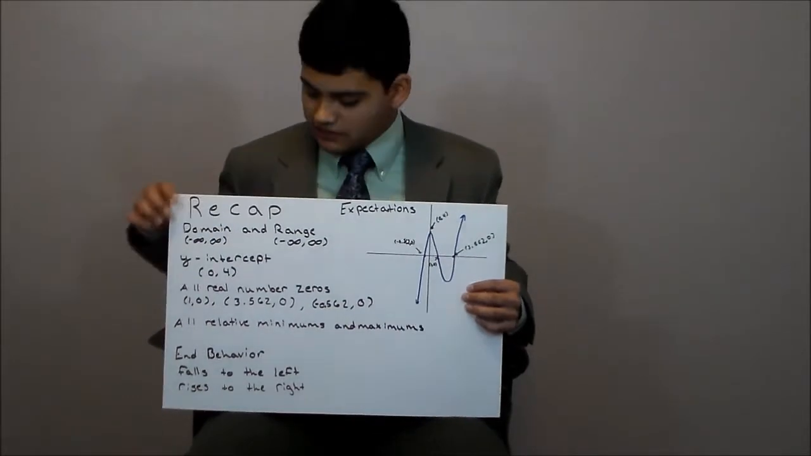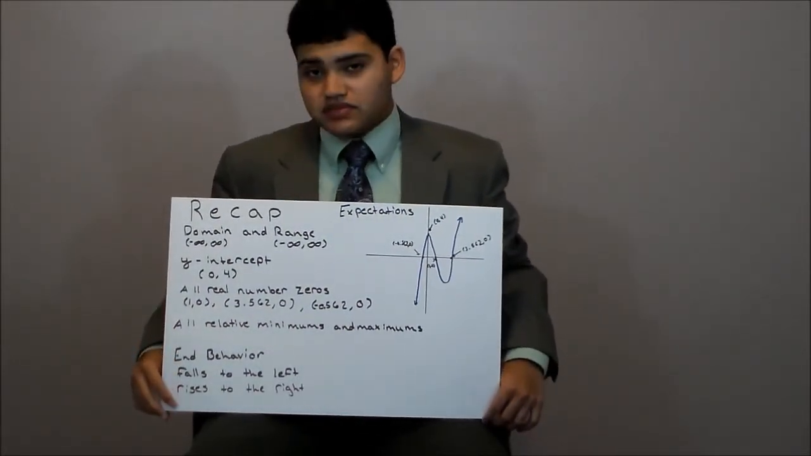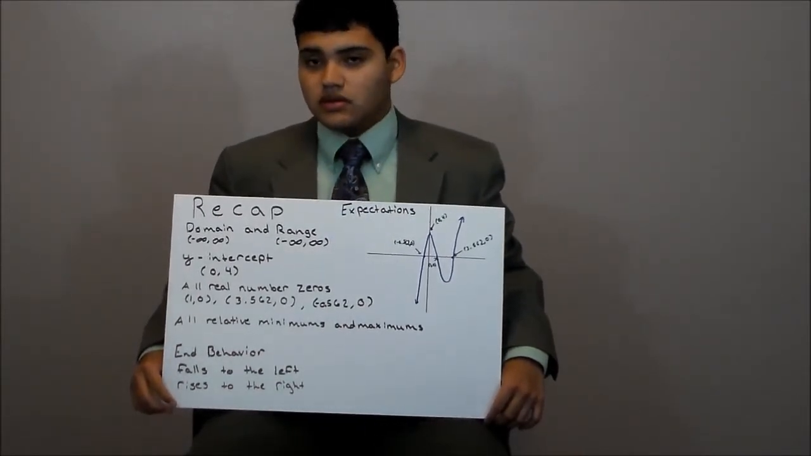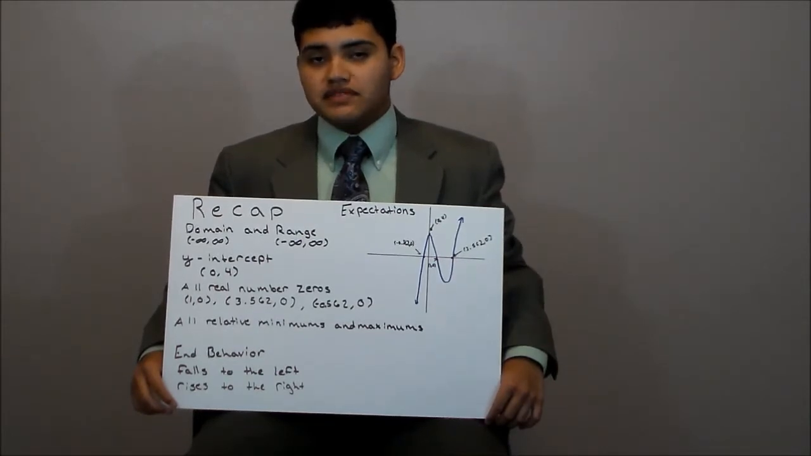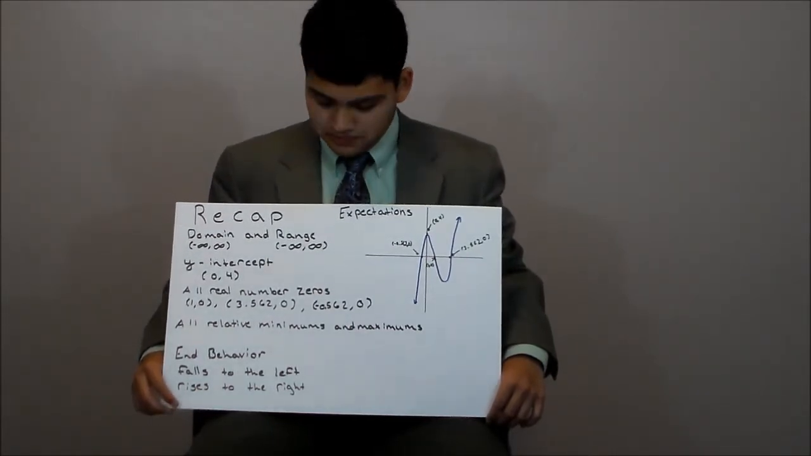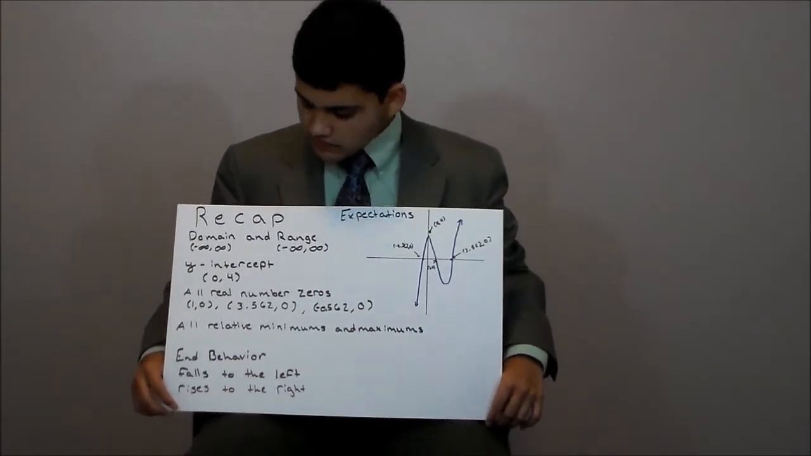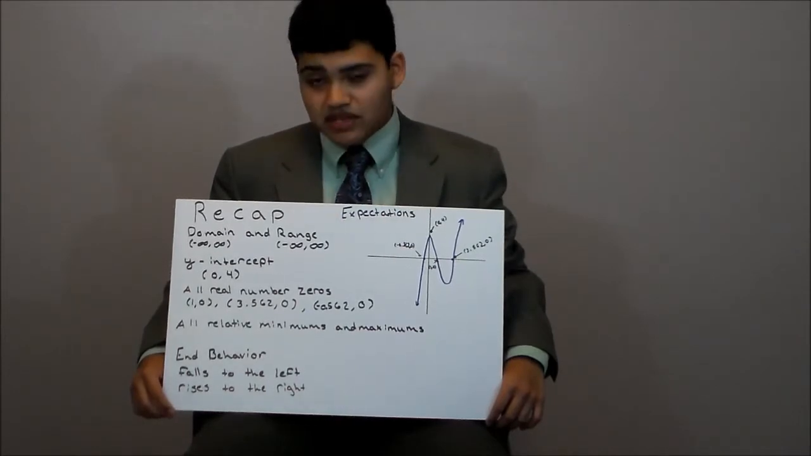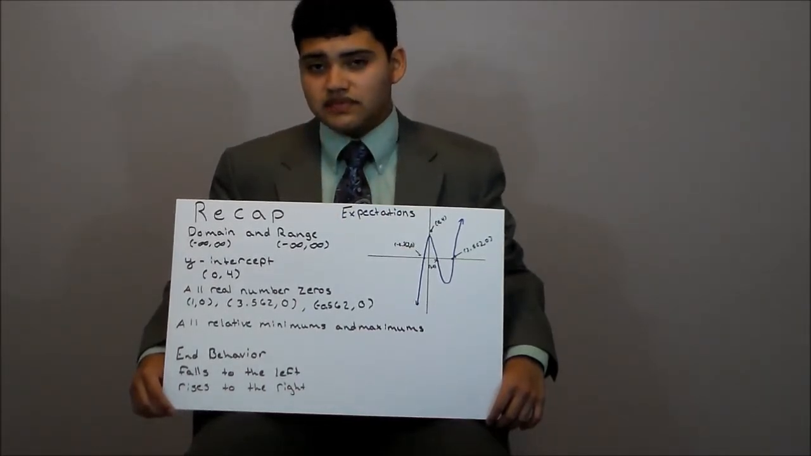Now, to recap: the domain is negative infinity to positive infinity, the range is negative infinity to positive infinity, the y-intercept is (0, 4), and the zeros are all real numbers: (1, 0), (3.562, 0), and last but not least, (negative 0.562, 0). Then the relative maximum and minimum. And the behavior falls to the left and rises to the right.